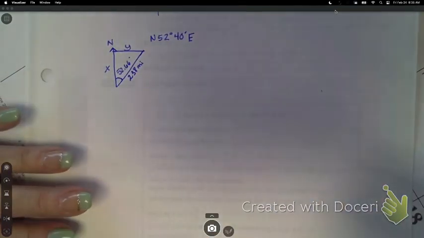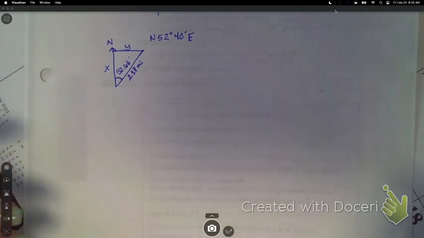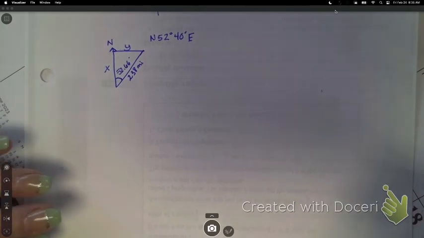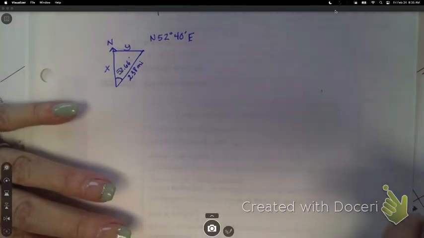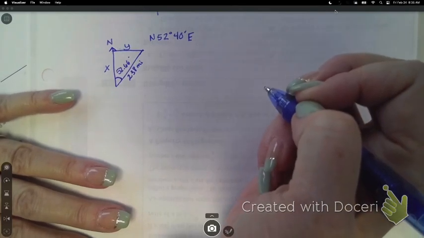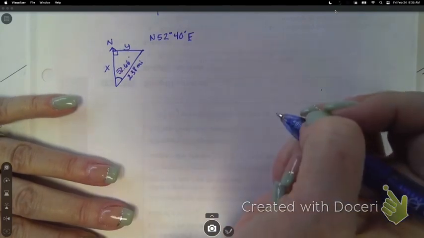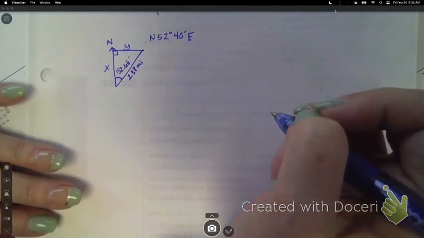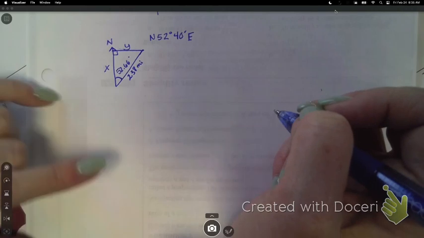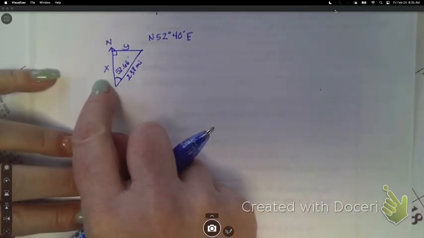Do you see how that picture came about? Yep. So which one do you want to find first? X. Okay. So how am I going to find X? Sine, cosine, or tangent? Cosine, because I have the hypotenuse, yes? And I need the adjacent.